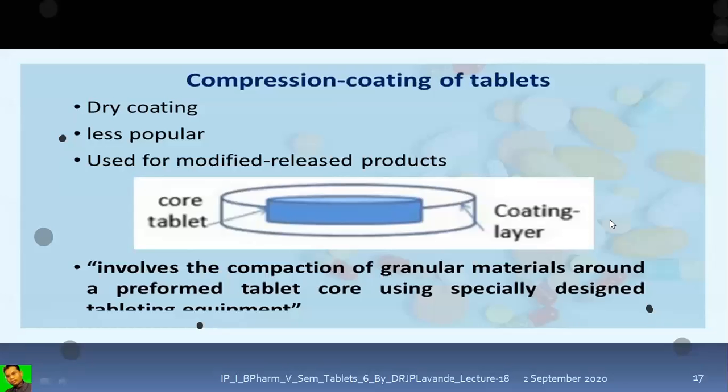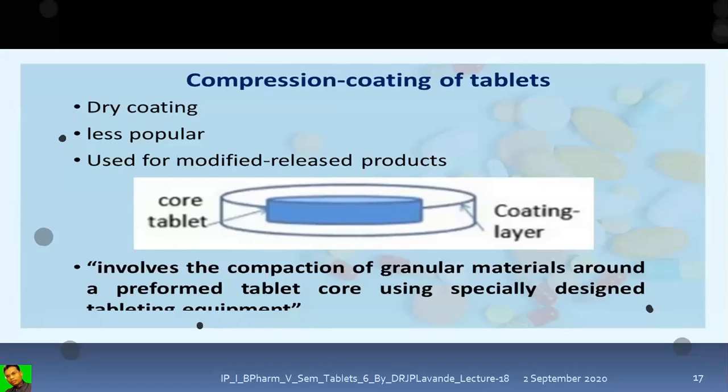Okay, so that is the process of coating as far as it is concerned: film coating with the help of the film coating, and sugar coating with the help of the conventional coating pan, and with the help of the FBD, fluidized bed coater, right?